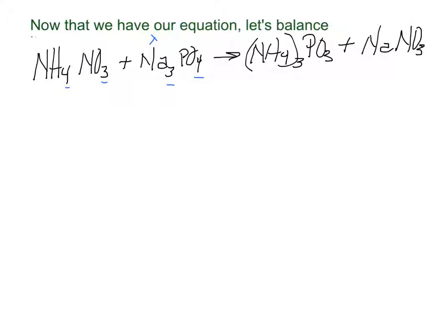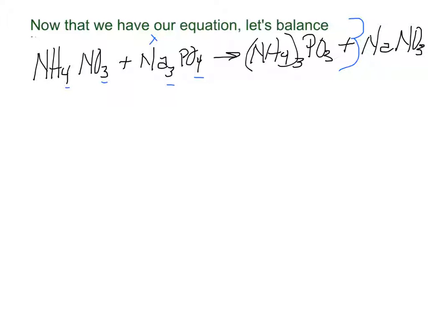So the first metal I see is I've got sodium here. I've got 3 of them over here, but only here, oh, I only have 1. So I've got to put a big 3 in front of that. So now I have 3 sodiums on this side of the reaction arrow and 3 sodiums on this side. Now that's my only metal. So now I work on my non-metal.